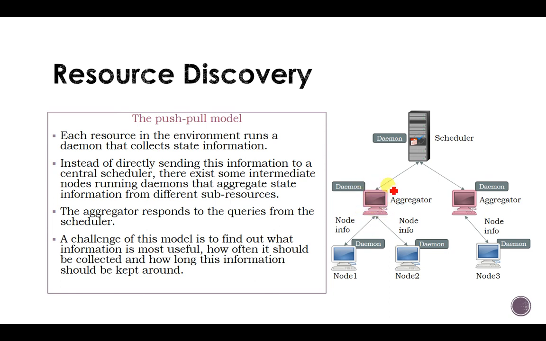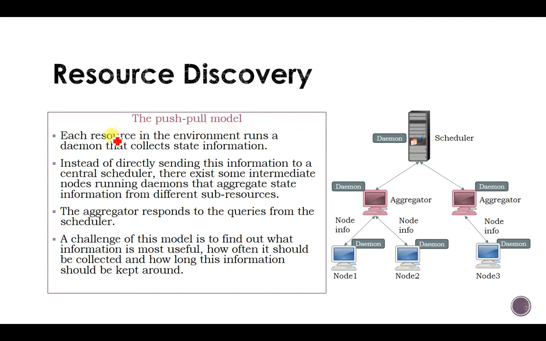Then again it will share this information to the scheduler, and the scheduler sometimes may ask the aggregator for the status of the information of other nodes, and the aggregator will collect this information, or the status of the resources in different nodes, and send that data to the scheduler. So the communication will be both ways. The scheduler can pull the information from the aggregator, the aggregator can pull the information from nodes, and sometimes nodes can push the status of their resources to the aggregator, and the aggregator may push the information to the scheduler.